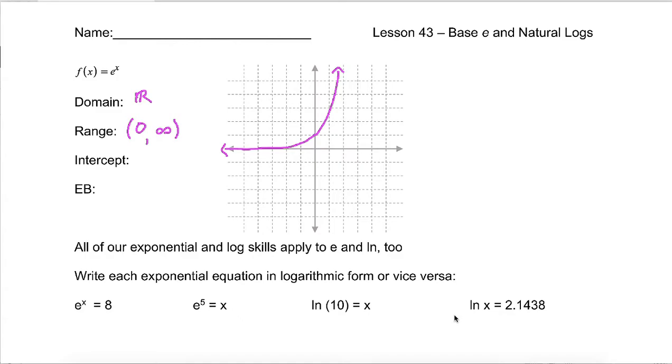The y-intercept is at 1. Sorry, 0, 1. I wrote that backwards because it's a y-intercept. And the end behavior is the same as the end behavior for our other exponential functions. As x approaches infinity, f of x, or you could say e to the x, also approaches infinity. And on the left-hand side, as x approaches negative infinity, f of x approaches 0.